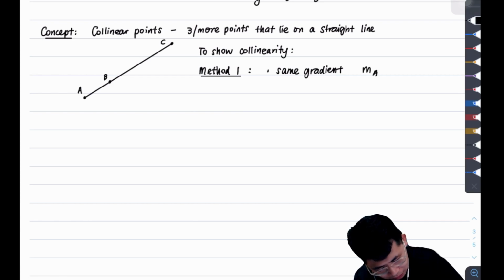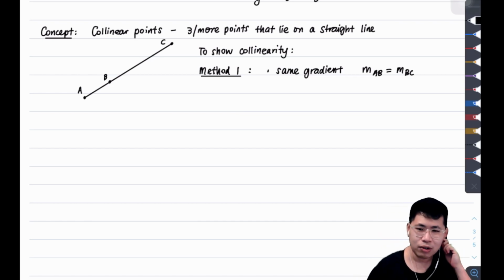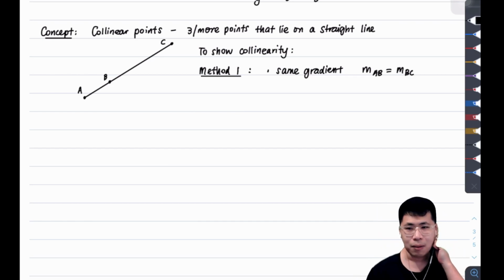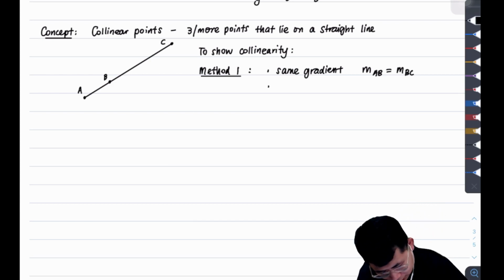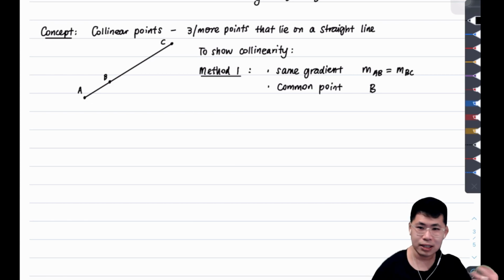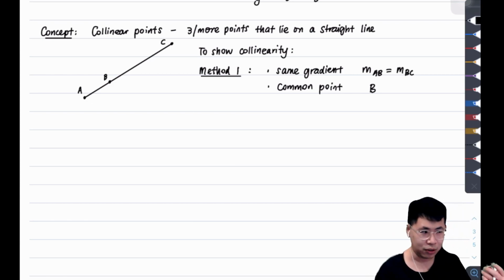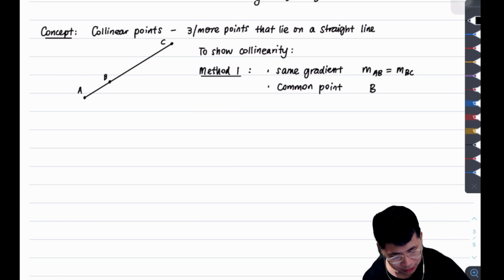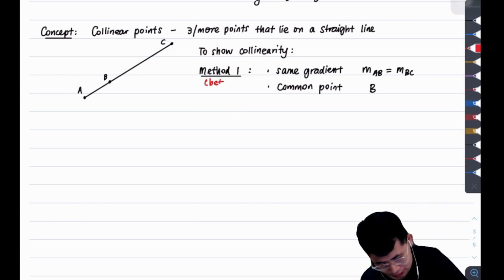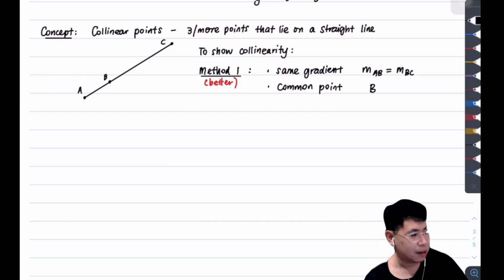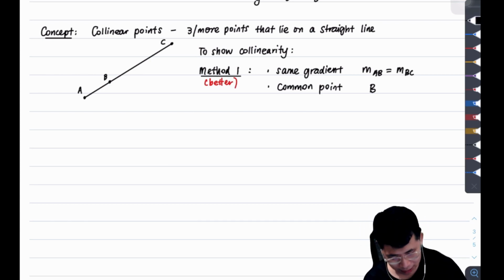So the gradient of AB equals the gradient of BC. You can also show the gradient of AC as well, but just two of them will do. Then you are going to mention the common point, which in this case is B. If you were to use AC, then maybe the common point would be another point. I would definitely say that method 1 is better for this case. But let's take a look at method 2 to see how this goes.